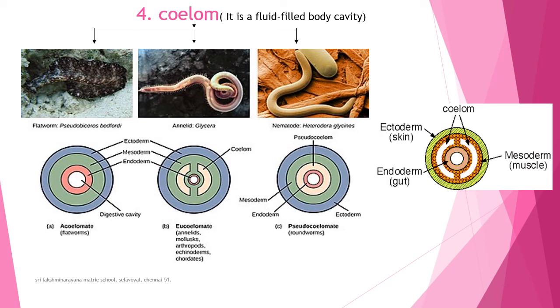Second one, pseudocoelomates. They have a false body cavity. Example, roundworm. Last one, eucoelomates. They have a true coelom. Example, earthworm and frog.